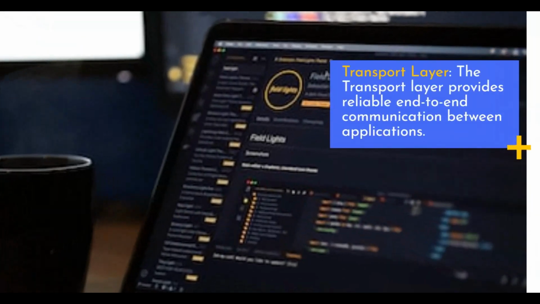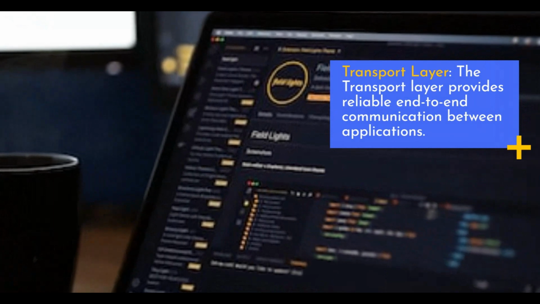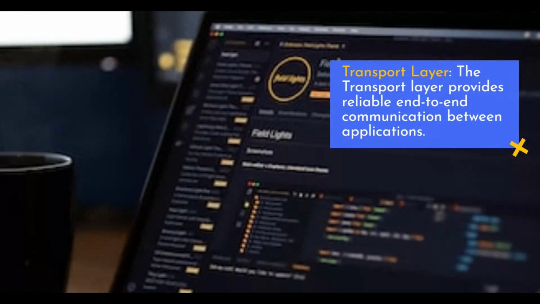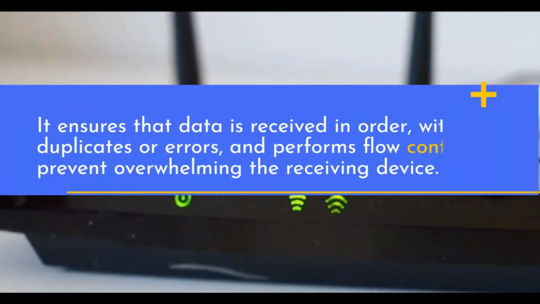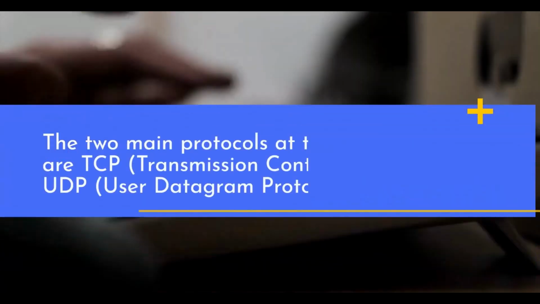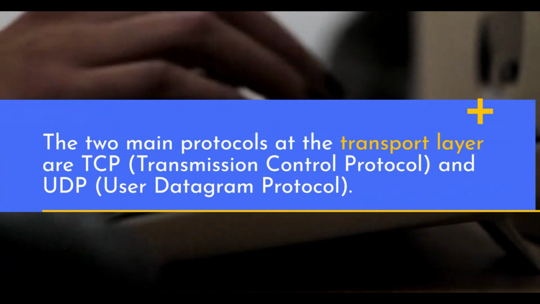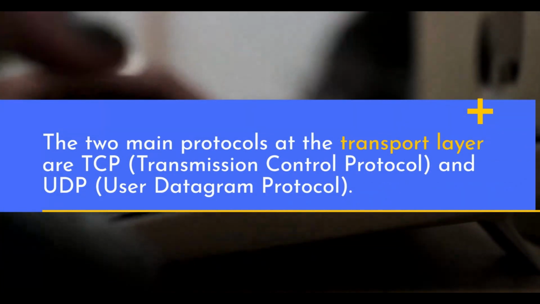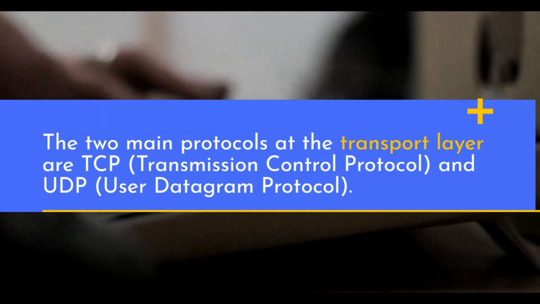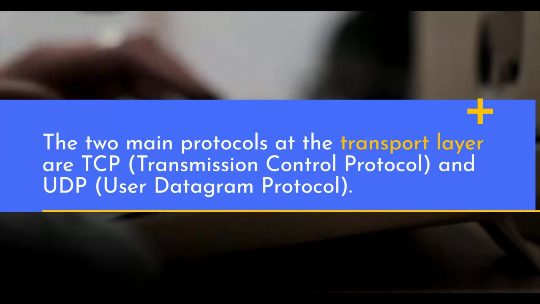Transport layer. The transport layer provides reliable end-to-end communication between applications. It ensures that data is received in order, without duplicates or errors, and performs flow control to prevent overwhelming the receiving device. The two main protocols at the transport layer are TCP, Transmission Control Protocol, and UDP, User Datagram Protocol.